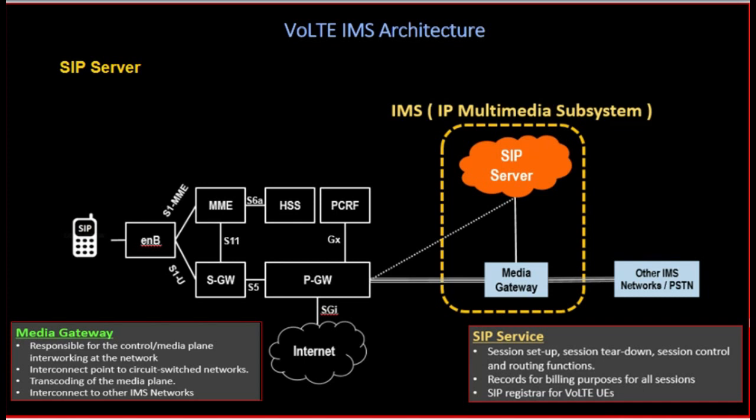These media gateways handle interworking of voice traffic between IMS and PSTN. Any call coming from a traditional 2G or 3G network or fixed line network uses the media gateway as the entry point to the IMS network. The media gateway is the interconnection point to the circuit switched network and other IMS networks. It also handles transcoding of the media plane.